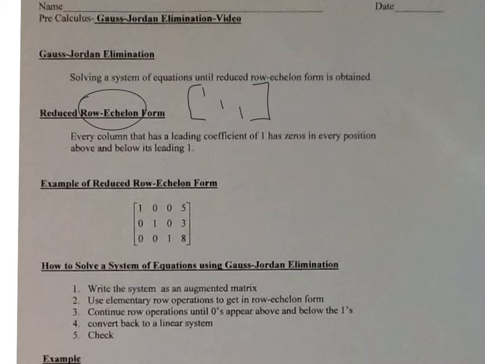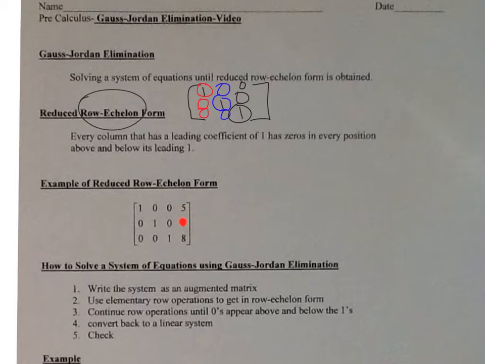A reduced row echelon form is when every column that has a leading coefficient of a 1, like this one here, has zeros in every position above and below it. So it would have a 0 here and here. And see, there's a 0 here. Leading coefficient is a 1, sorry. So it's a 0 above and a 0 below. And there's a 1 here, so there are zeros above. All right, so this would be an example of a reduced row echelon form.